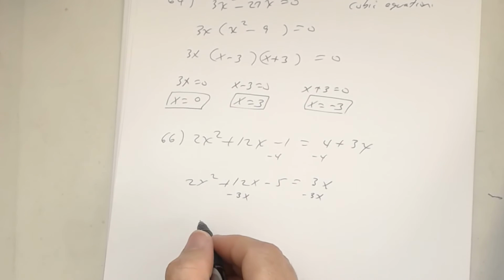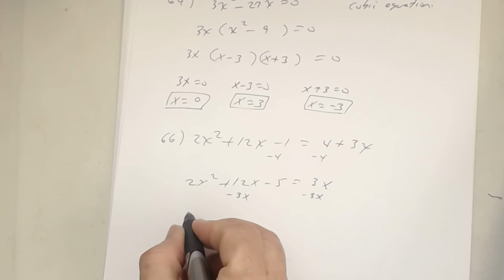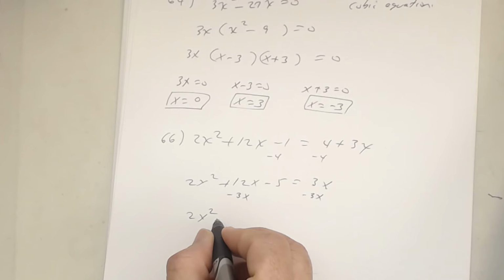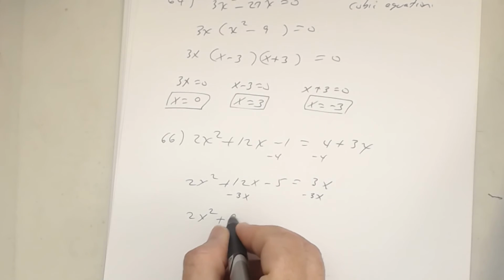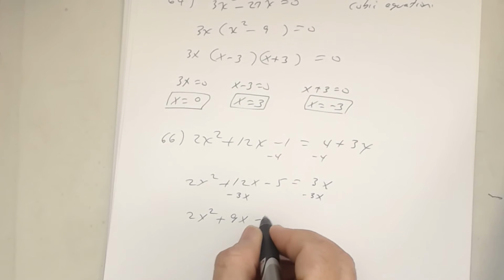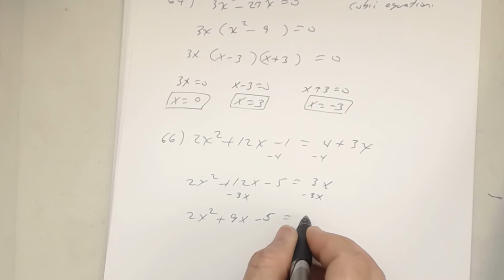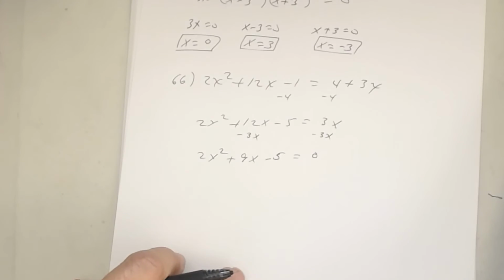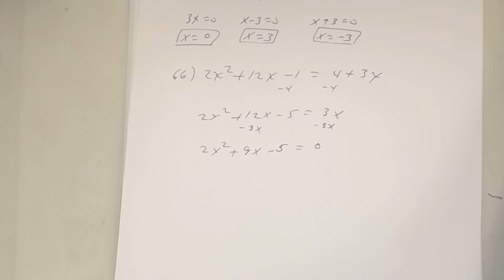And so when I write this in standard form, I'm going to get 2x squared plus 9x minus 5 equals 0. Okay. Now what do we do? Factor. The GCF is 1. So I go to the 2 binomials.